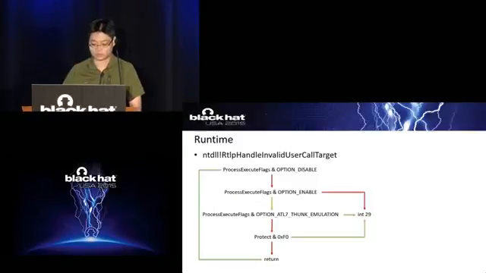This is how the function raises the exception. It will do more checks of the environment. If the process execute flag was set enabled, or ATL thunk emulation, or the protection is executable, it will raise the exception. Otherwise, it will return true.